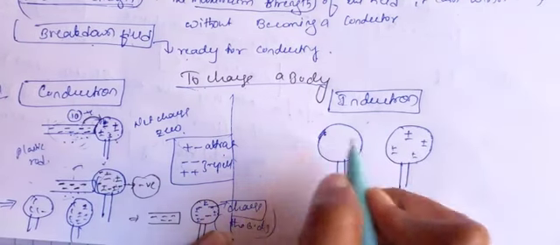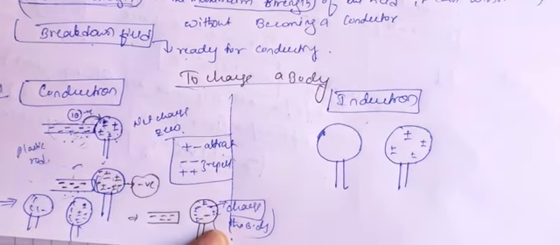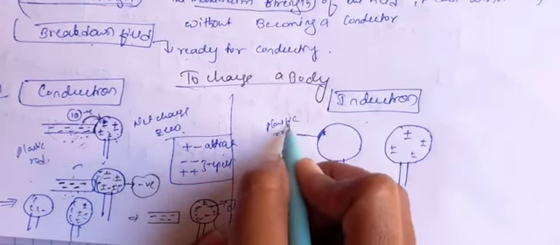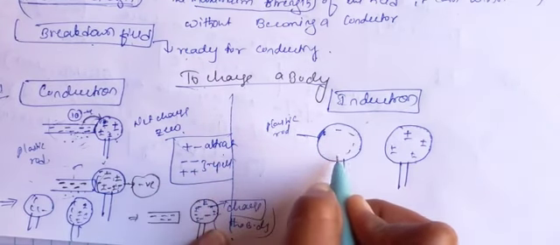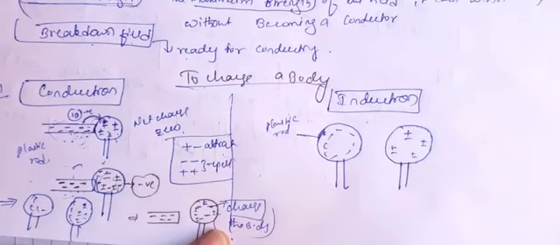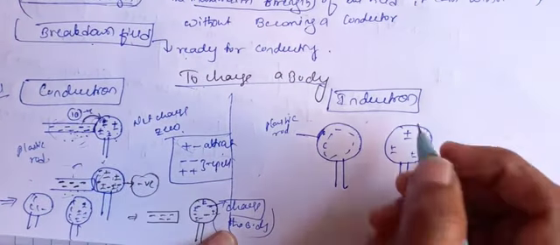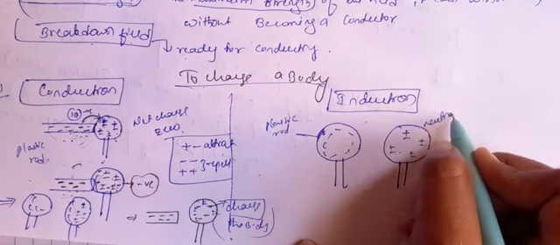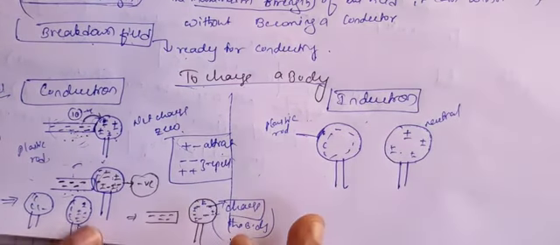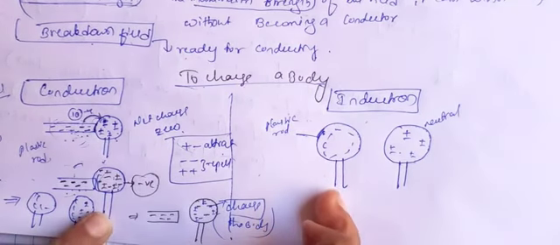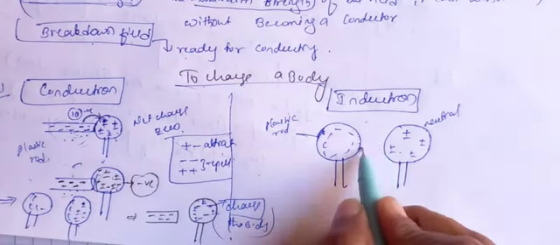Now let us consider a glass rod or a plastic rod, anything. Let us consider a plastic rod. A plastic rod means this rod has mostly negative charge only. These are the negative charges which reside on the surface. As the second body is neutral and the plastic rod has the negative charges, there is no contact between those two.